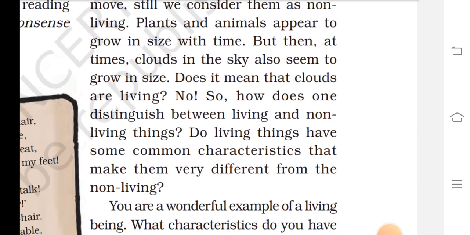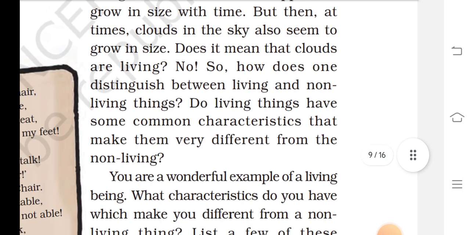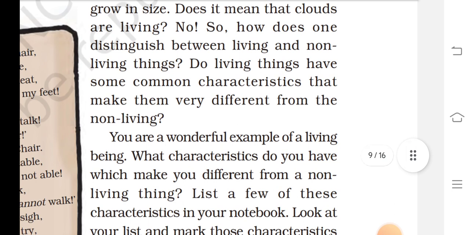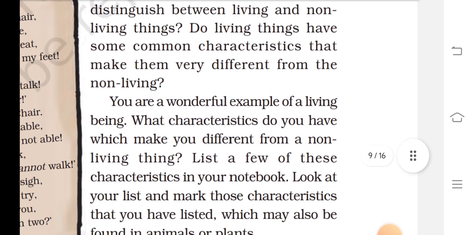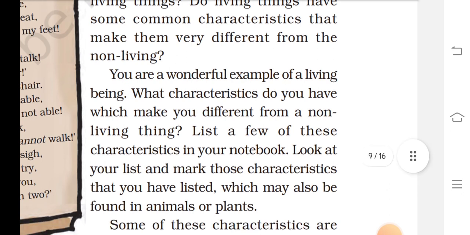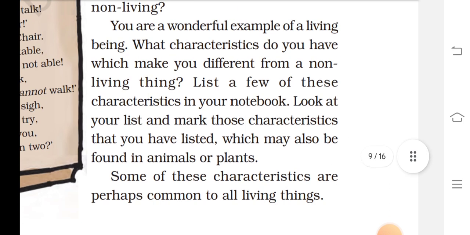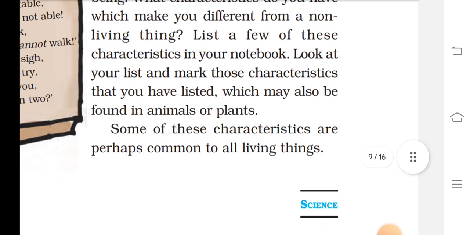Animals appear to grow in size with time, but then at times clouds in the sky also seem to grow in size. Does it mean that clouds are living? So how does one distinguish between living and non-living things? Do living things have some common characteristics that make them very different from the non-living? You are a wonderful example of living beings. What characteristics do you have which make you different from a non-living thing?